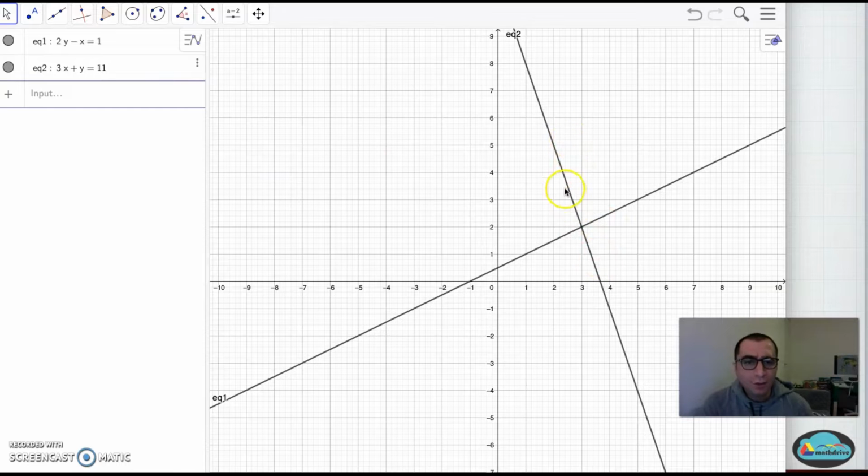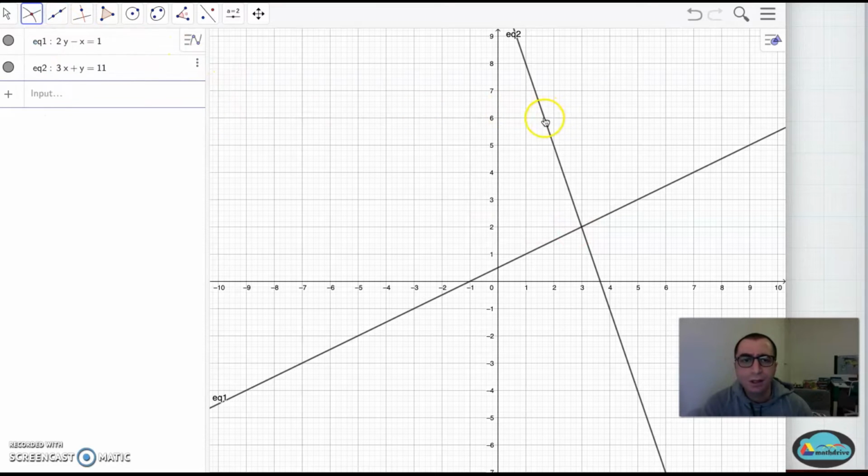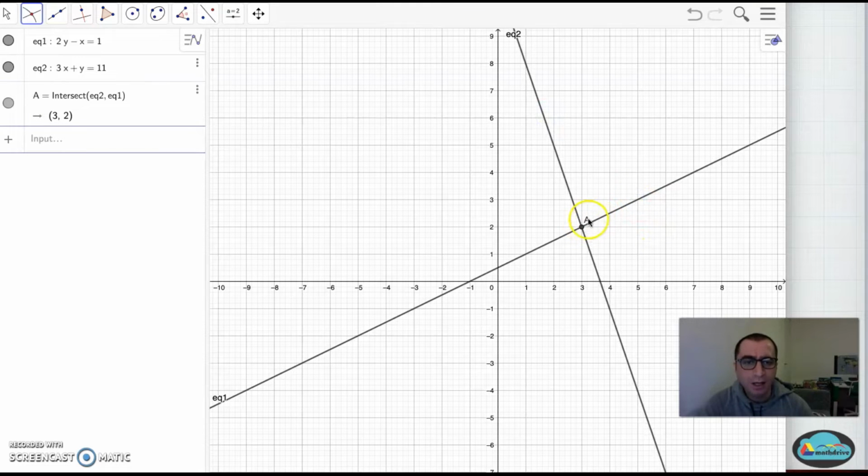When you have these two lines, you see they intersect at one point. I can even get that point from here: press this button, intersect, select the line and select the other line, and you see they meet at one particular point where x is 3 and y is 2. When we have coordinates, the first one is the x-axis value, so x is 3. This is the y-axis value, so y is 2.